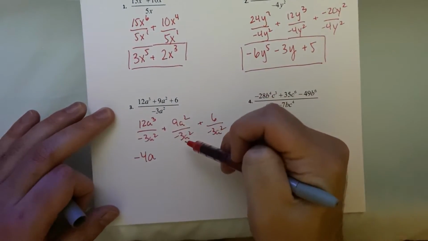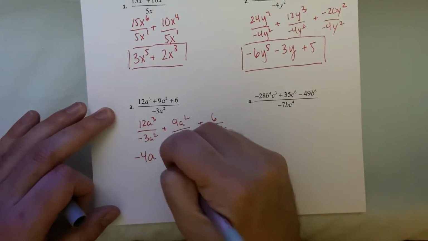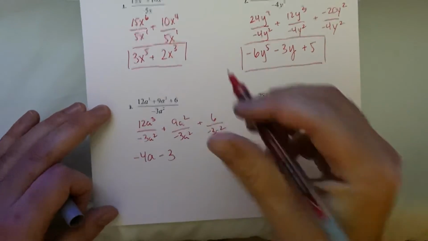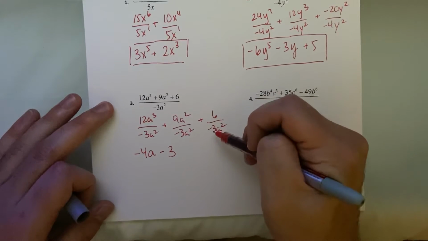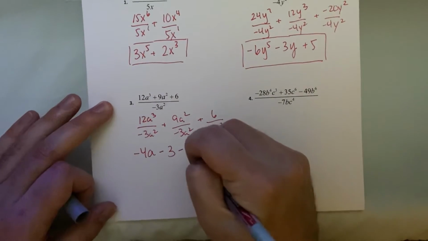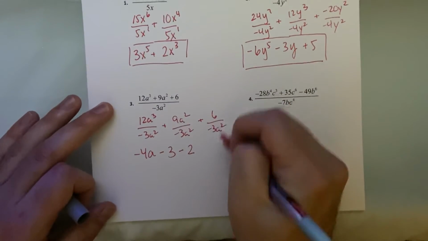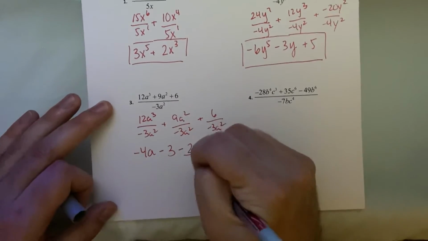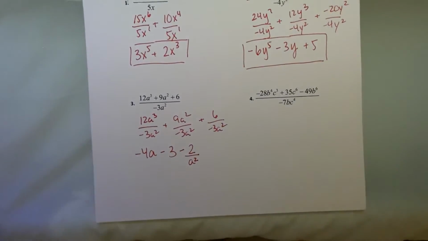9a squared divided by negative 3a squared is negative 3. The a squareds cancel. 6 divided by negative 3 is negative 2. But there's no a to cancel out. That means the a squared stays in the denominator. We don't have anything to get rid of it.